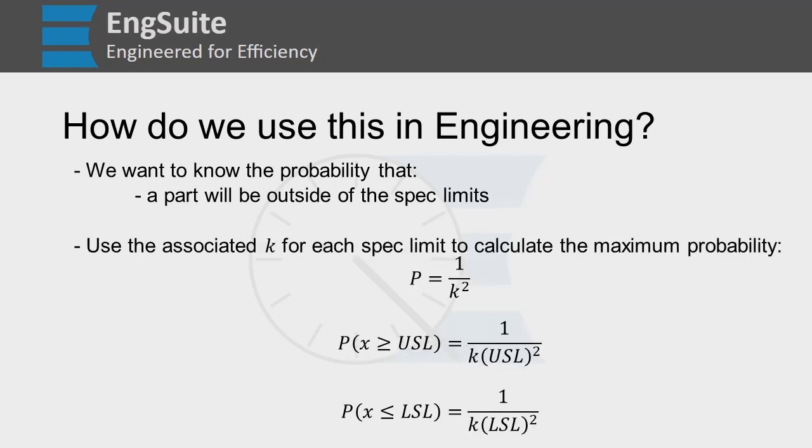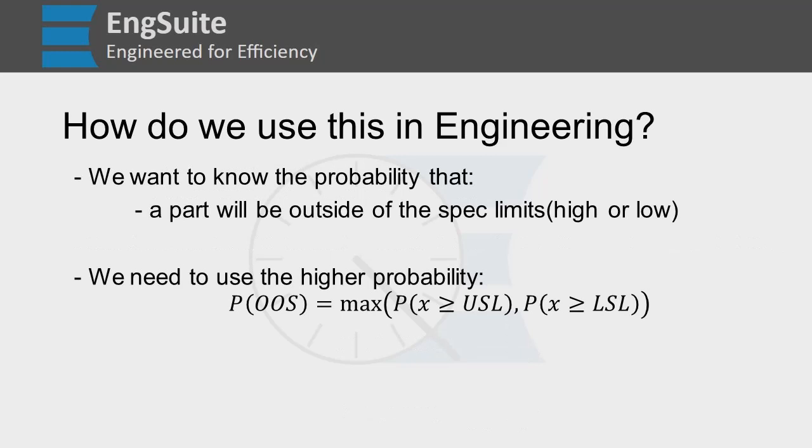Now that we have that, we know that the probability is 1 over K squared. So we know the probability of a random variable, a measurement, being greater than or equal to the upper spec limit, the maximum probability is 1 over K of the upper spec limit squared. And we know that the probability of our x being less than or equal to LSL, the maximum probability, is equal to 1 over K squared.